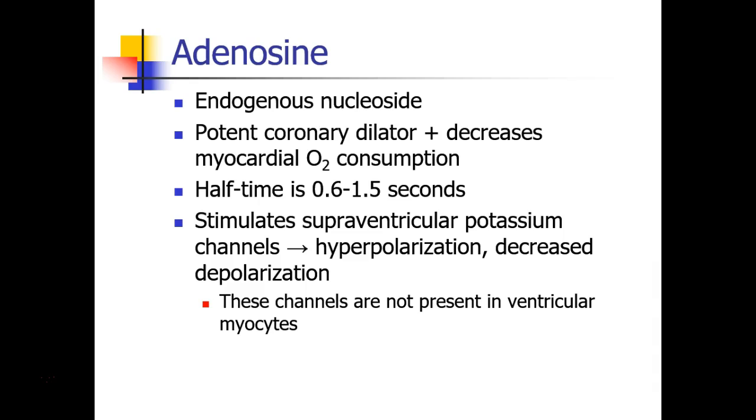Adenosine stimulates supraventricular potassium channels. It causes them to be hyperpolarized, which basically decreases their depolarization. Ventricular myocytes don't have these channels, and so adenosine is really going to work only in supraventricular tissues.